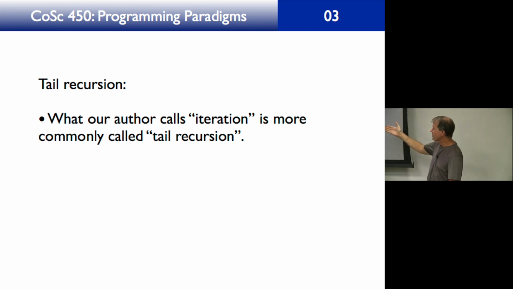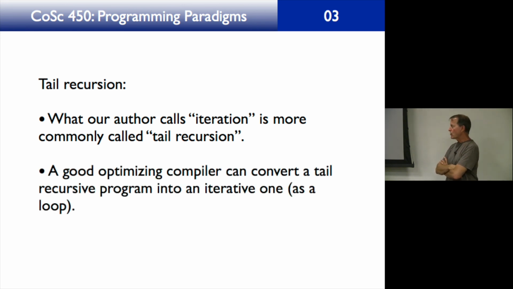So what our author calls iteration is more commonly called tail recursion. And here is why tail recursion is so important. It's because a good optimizing compiler can convert a tail recursive program into an iterative one. And as a matter of fact, what it can do is turn it into a loop. So when our author talks about iteration, it's what most people call tail recursion.